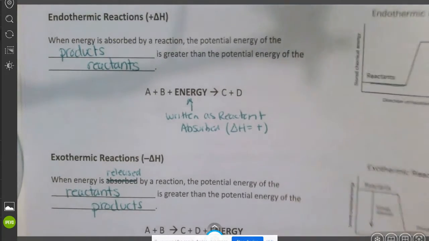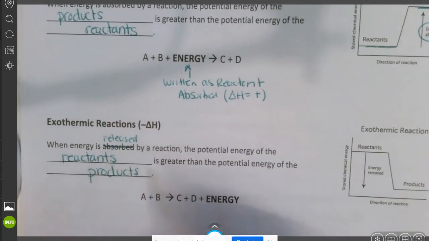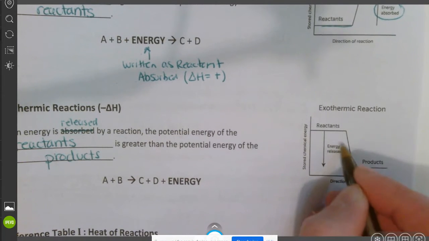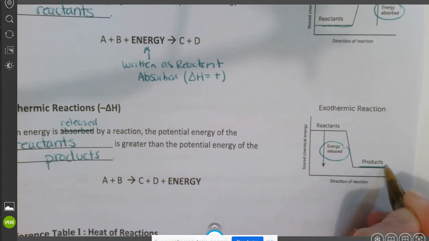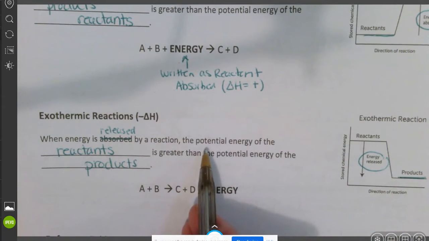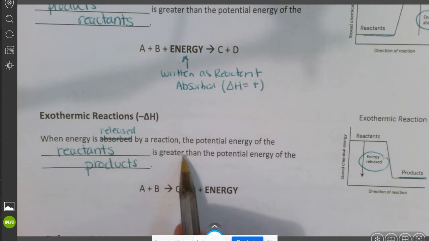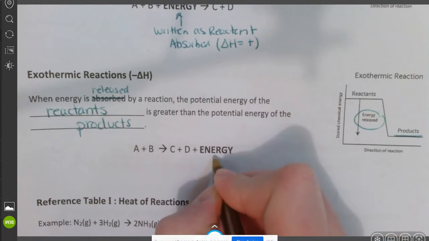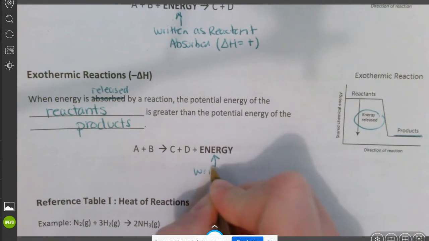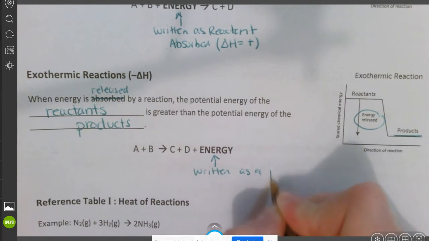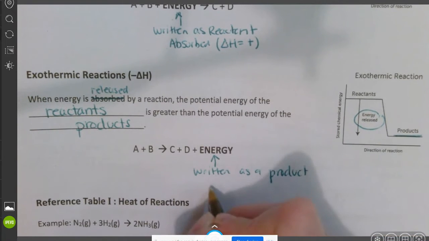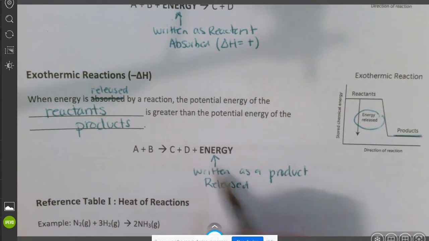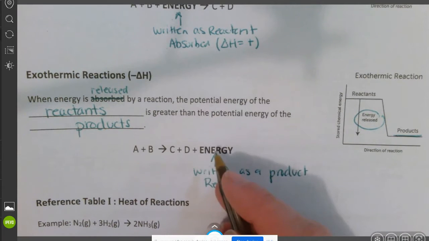In an exothermic reaction, this is when energy is released by a reaction. So we start at a higher amount of energy of our reactants, and then overall energy has been released to form products at a lower energy. So the potential energy of our reactants in this case is greater than the potential energy of our products. In an exothermic reaction, energy is going to be written as a product, okay, which means that it is releasing the energy. Okay, it's important to know that that minus sign never actually gets written into the equation itself.